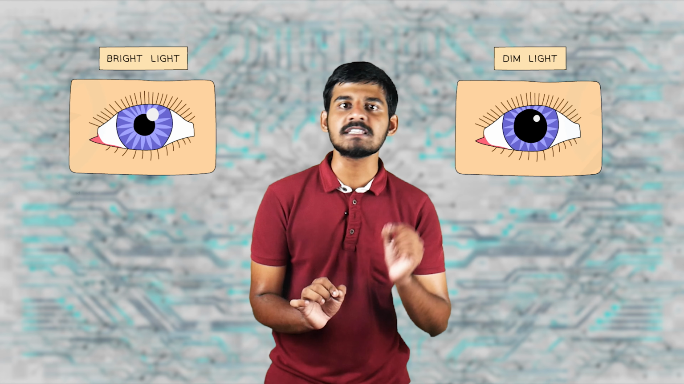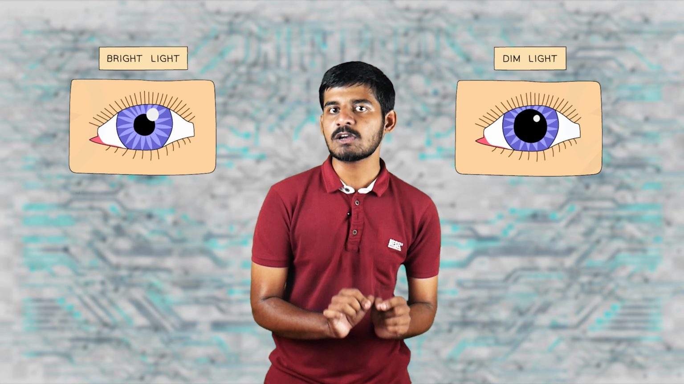As you move between bright and dark environments, the iris in your eyes either expands or shrinks, controlling the amount of light going in, similar to the aperture of a lens.